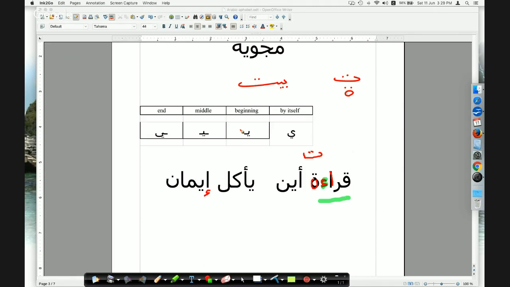You know what I'm saying? Even though the letter is ta. So mostly when we see this kind of ta, you make it light. Qira'ah. You don't say qira'at. Like you don't close your mouth and say qira'at or bait. Qira'ah. Very light. All right.